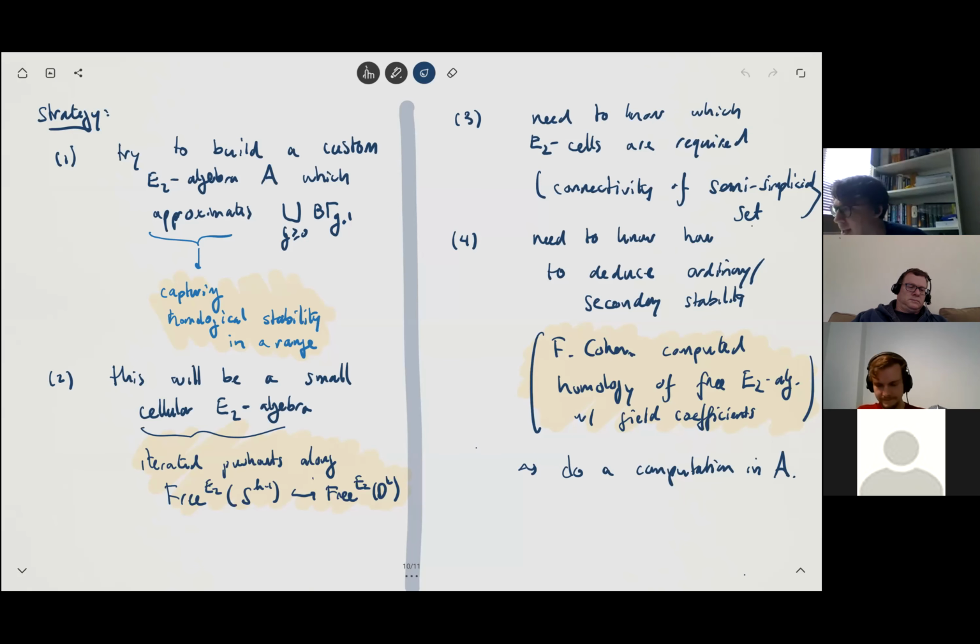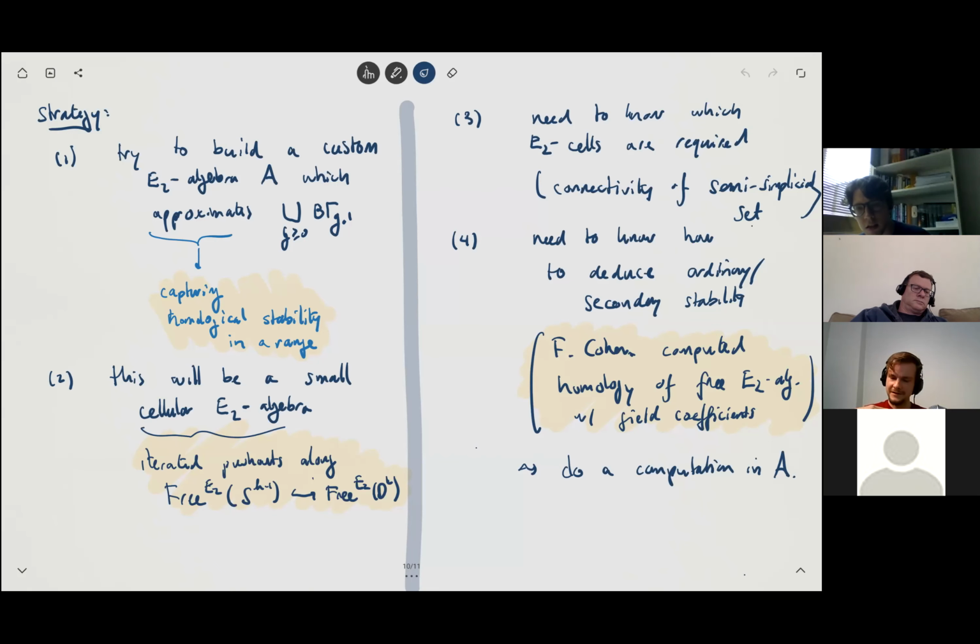Yeah. And in your point 3, that you say need to know which E2 cells are required, I mean, this free E2 algebra that you construct is not minimal in some sense, in that you look in the composables, you have some superfluous generators in homology. Is that what you need to be careful about in 3? Like the Quillen homology, you need to compute it. Yeah, so you want to build basically a minimal one, but you're not going to build one that perfectly approximates the one you're interested in.